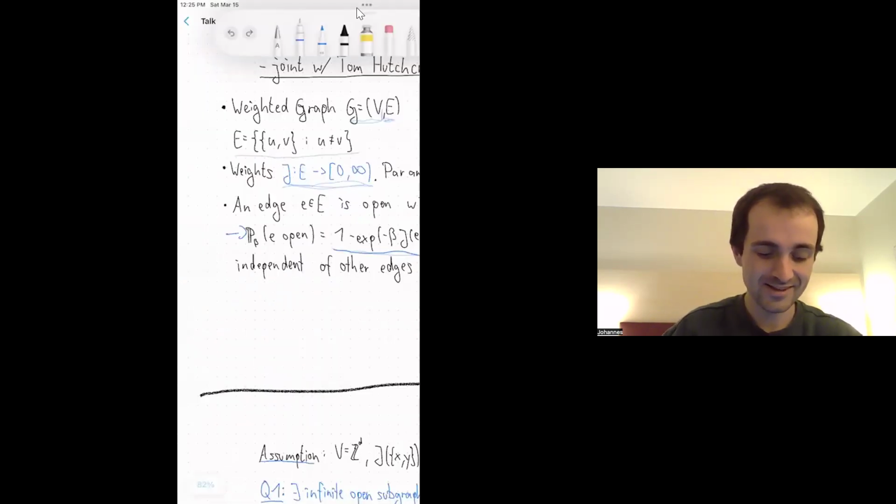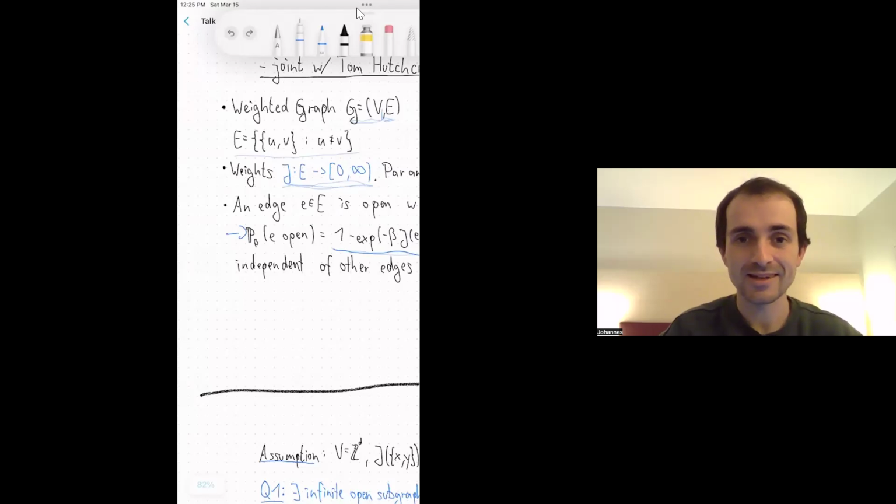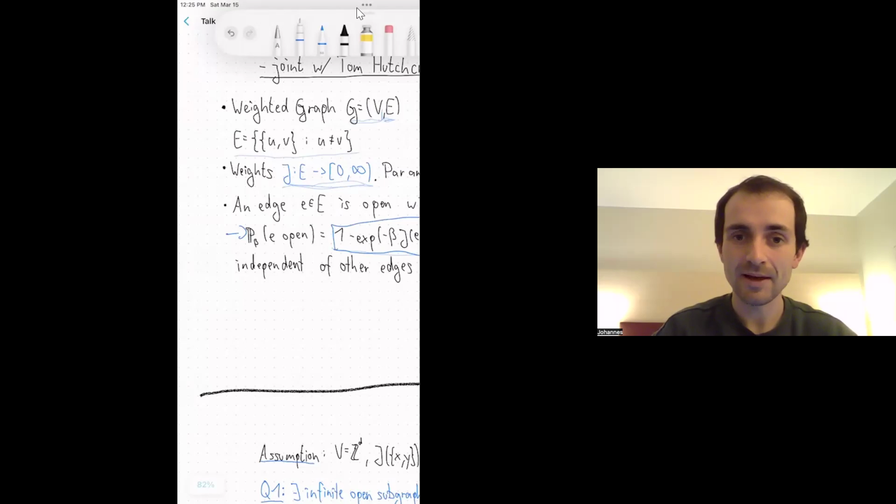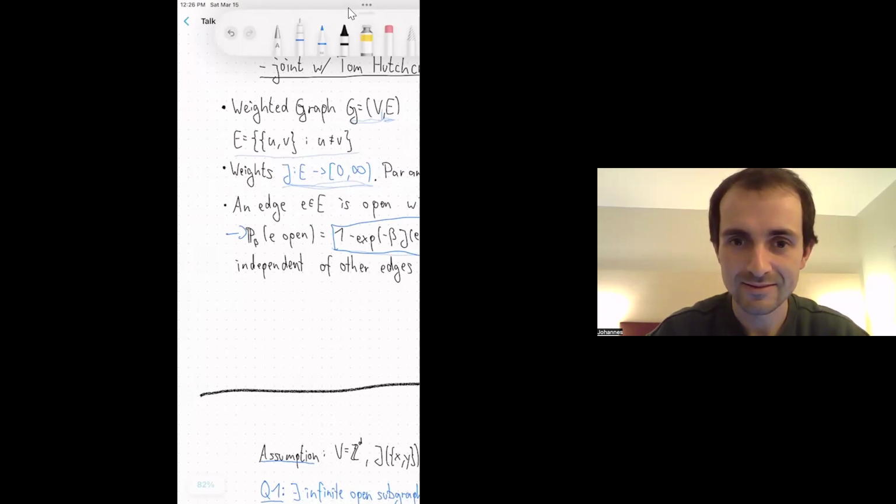I wanted to say that for each pair of points, there's an open edge between them with this probability, and this happens independently.